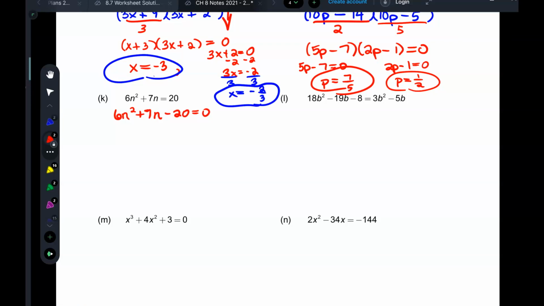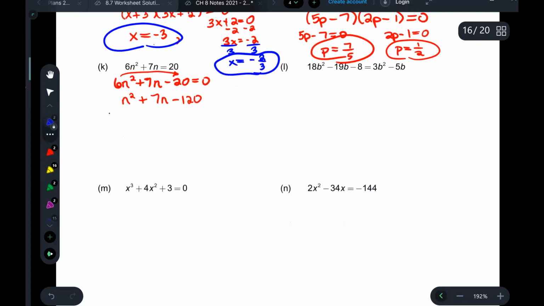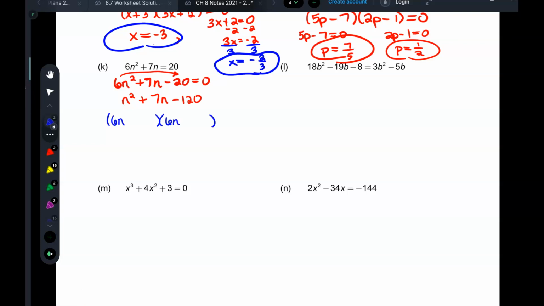Okay, we got a coefficient in front, right? So I'm going to multiply 6 to the 20 to give us n squared plus 7n minus 120. I know with these bigger numbers it can get a little complicated. So if you have your calculators handy, just start dividing. Think about 120. What can 120 be divided by? 10 and 12. That's not going to give us 7. 4 and 30. But that won't give us 7. What else goes into 120?